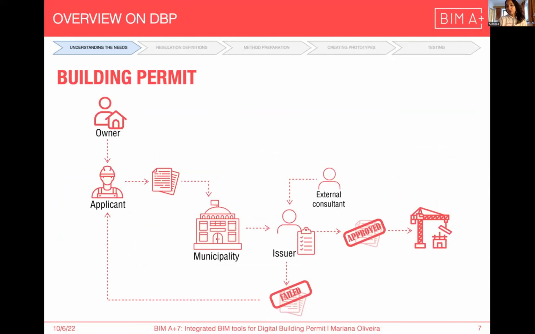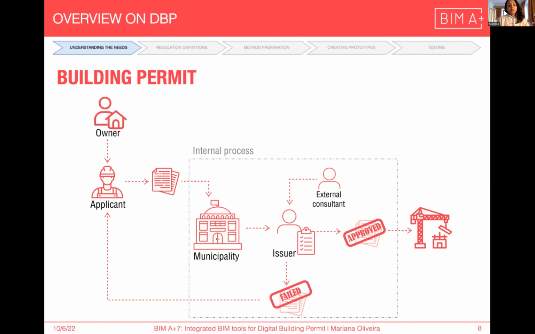I'm going to go quick here because Sebastian also explained that, but we have the traditional methods. We usually have an owner that hires an architect or engineer that we're going to call the applicant. The applicant produces the drawings, usually 2D, paper-based, and these drawings go to a municipality. In the municipality, there is an employee that we are going to call the issuer. The issuer checks these drawings according to the regulation, sometimes needing an external consultant. If it's approved, it goes to construction. If it fails, it goes back to the applicant, and we follow the same steps again.